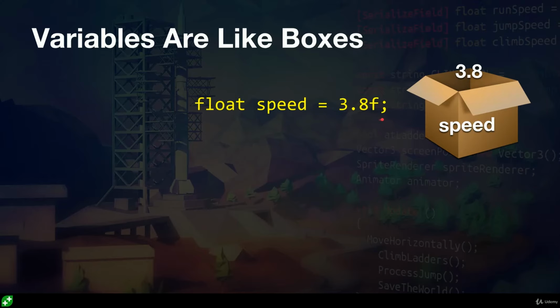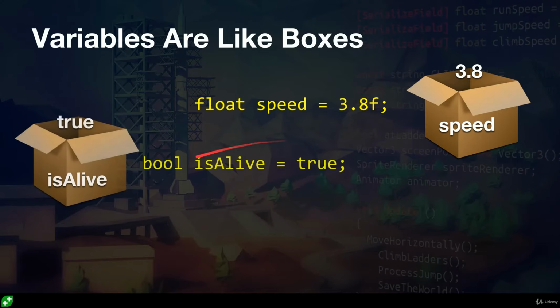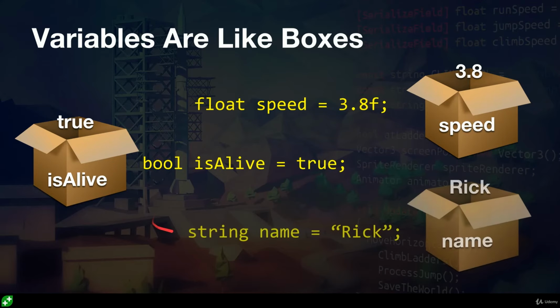And then semicolon. We can create a bool variable. Bools mean that something is true or false. And our bool of is alive is currently true. You can see is alive, and then the assignment inside the box is true. And the last example I've got here is a type string name. So the variable is called name. It's of type string, and we've assigned it as the data value of Rick. That's what name has been assigned as.